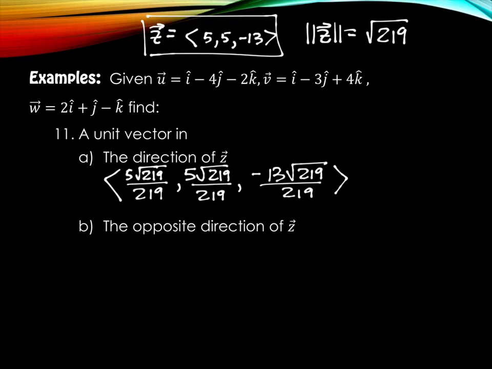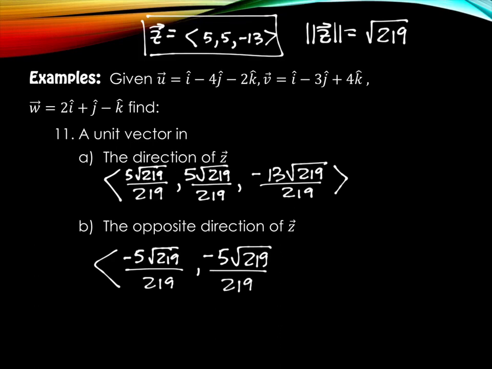What do you think it means for it to be the opposite direction of z? Yeah, just negatives. So pay attention whether it's in the direction or the opposite direction of, but the process is not hard. Just pay attention to it, right? So my signs are all going to switch. So I have negative 5 square root 219 over 219. Another negative 5 square root 219 over 219. And then positive on this one, 13 square root 219 over 219.